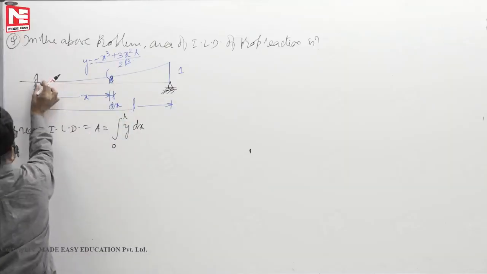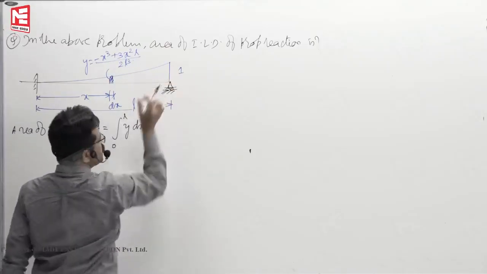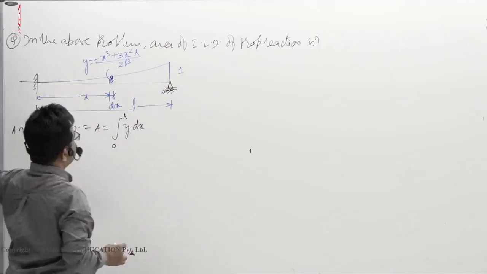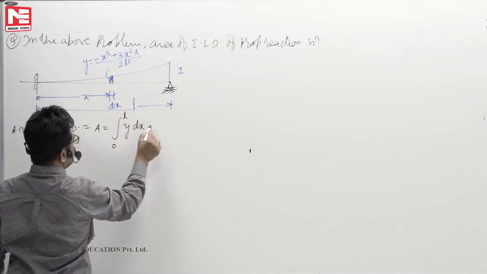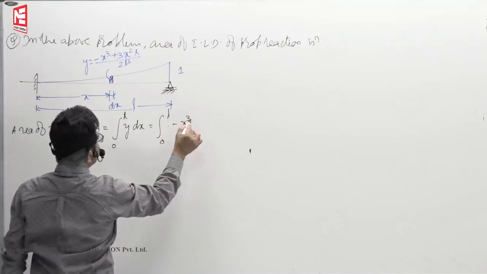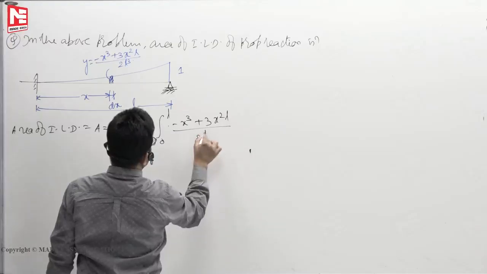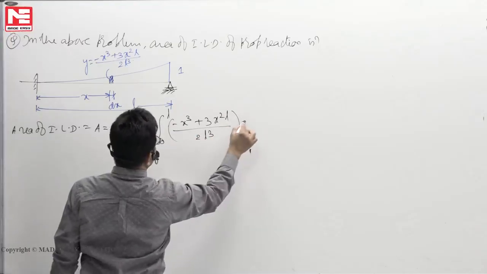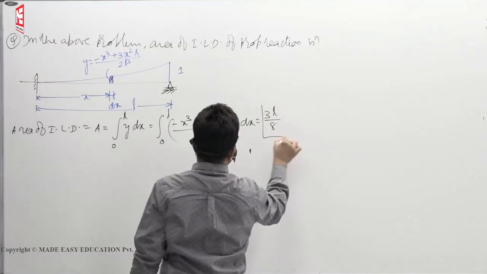I can take dx here, then x is 0. I can take this strip here, then x becomes L. So I can slide the strip between 0 to L. That's why the range is 0 to L. So from 0 to L, y means minus x cube plus 3x square L by 2L cube, into dx. So you will get around 3L by 8. This is the answer.